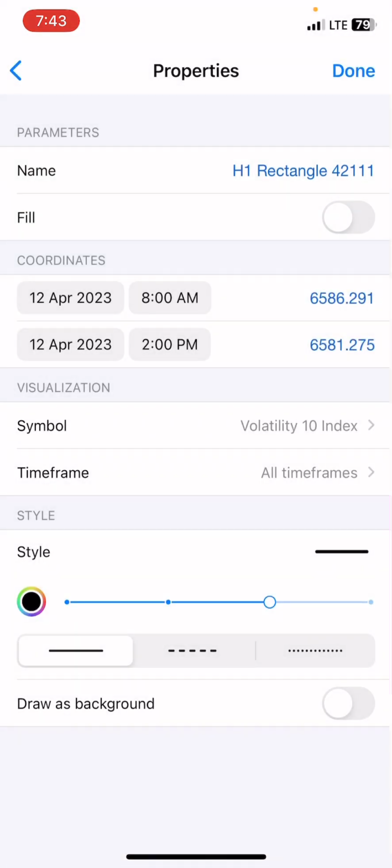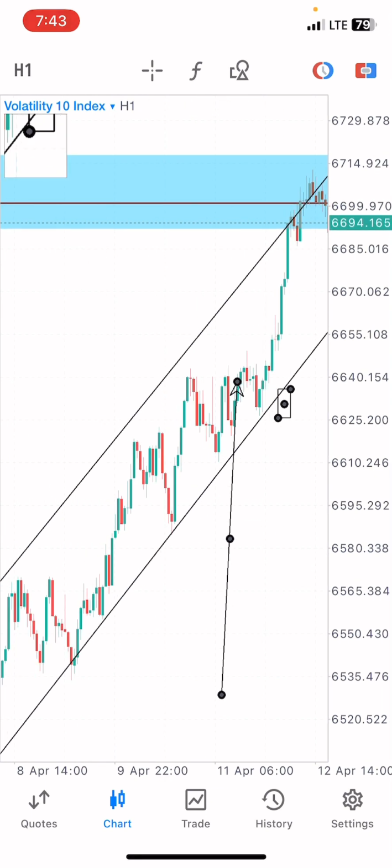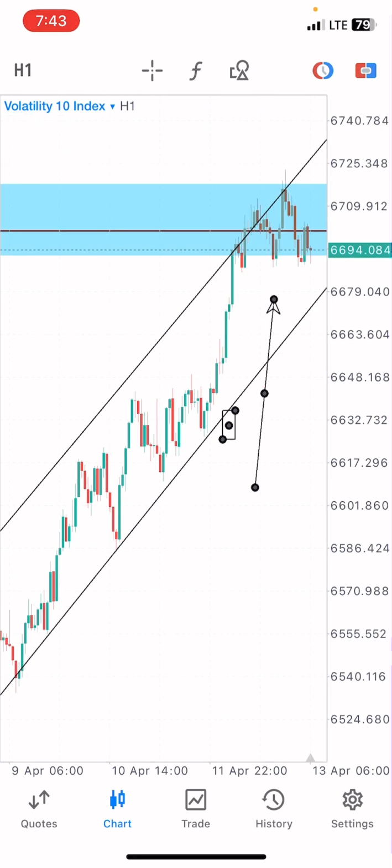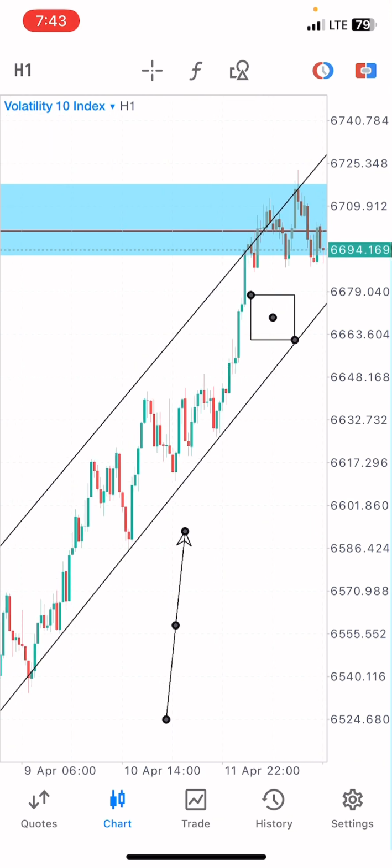So the market started giving us this reversal pattern formation. You can see clearly that the market formed a left shoulder here, a head and a right shoulder, which is a very nice reversal pattern. So what are we expecting next on this index?